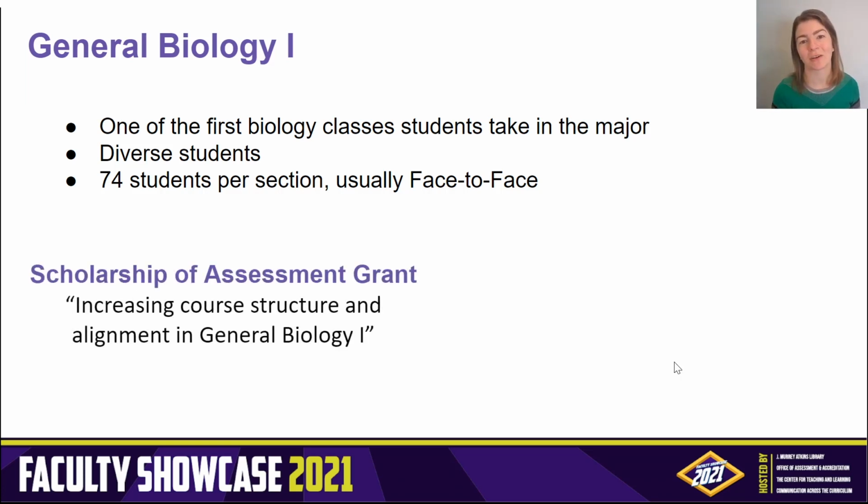So all of the work that I'll describe today was done as a part of a Scholarship of Assessment grant that I received from the Office of Assessment called Increasing Course Structure and Alignment in General Biology 1. As a part of this grant process, I worked with one of the members of the Office of Assessment, Dr. Karen Singer-Freeman, and it was through discussions with her that I got interested in one part of my project.